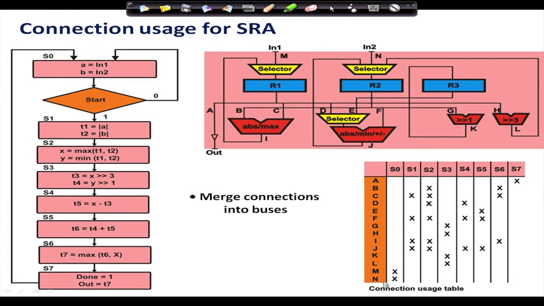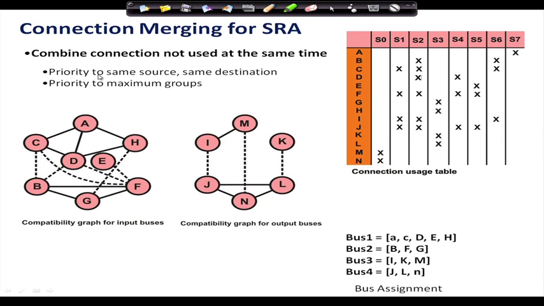So, I write them down, and again I look at the connection usage table, just as we had done earlier. Now, in the same way, we can merge the connections into buses. Now, what will be our compatibility now? The compatibility is that whenever two connections are active at the same time, I cannot merge them.